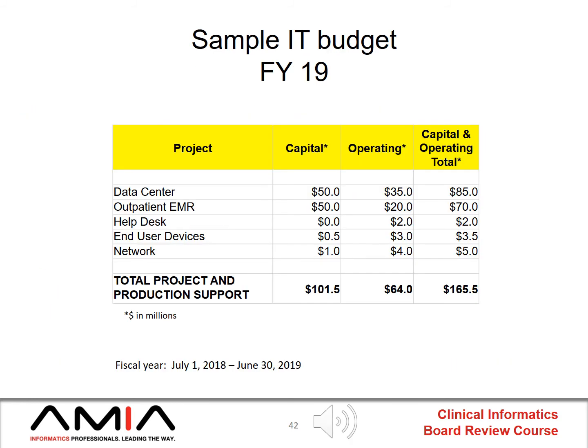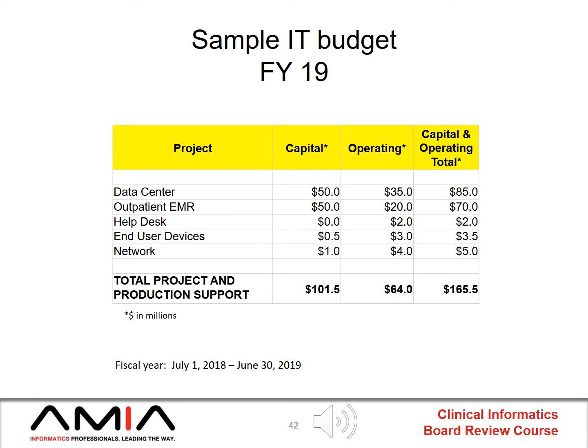Here's an example of a sample IT budget for FY19. Now, we'll start with the meaning of FY19. That is for fiscal year 19. And traditionally, for your organization, it pertains to the following year. It's usually not a calendar year, although it might be. In our organization, it will run from July 1st, 2018 until June 30th, 2019. In the government, that starts in the fall. So the point is FY19 is for the next fiscal year.